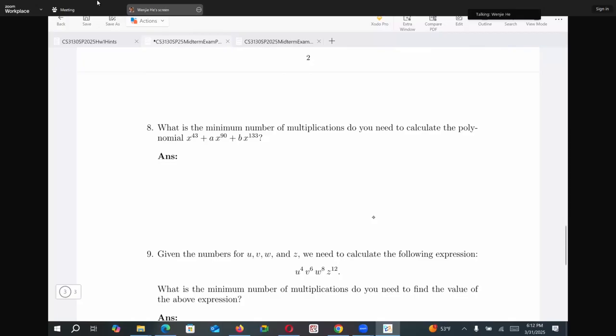Number 18, another one. The answer is 12 multiplications. But some students give me a much larger number. Many students give me 16. So here the correct answer is 12 multiplications.